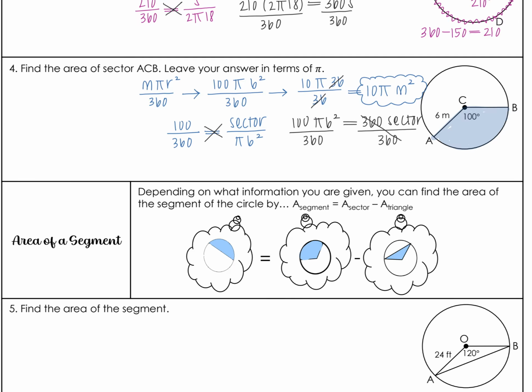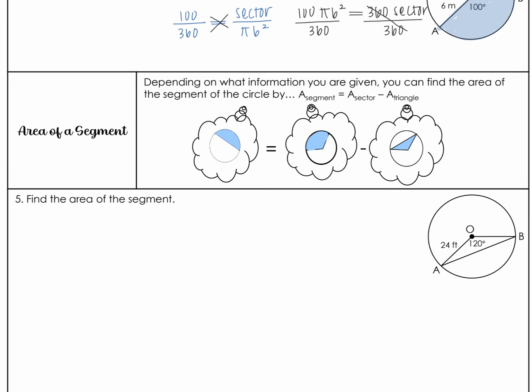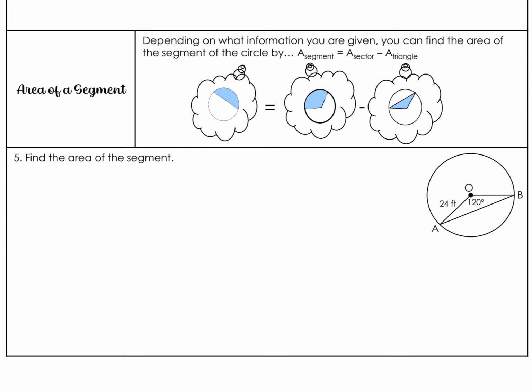All right, let's move into our last section, and we have a problem to go with it. So area of a segment, depending on what information you are given, you can find the area of a segment of a circle by, we'll have our area of our segment is equal to the area of the sector minus the area of the triangle. Okay, so I'm going to show you with this circle in the problem below.